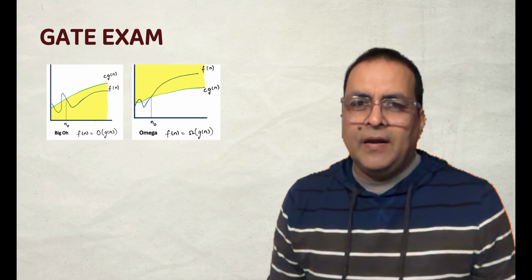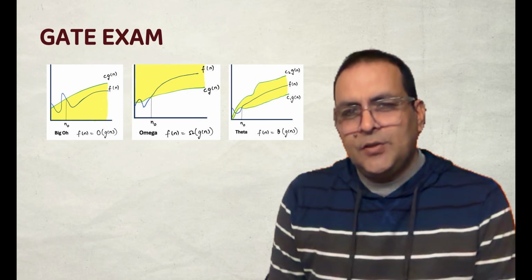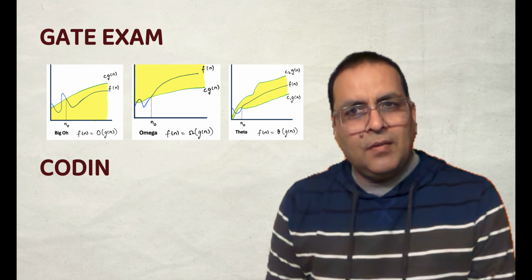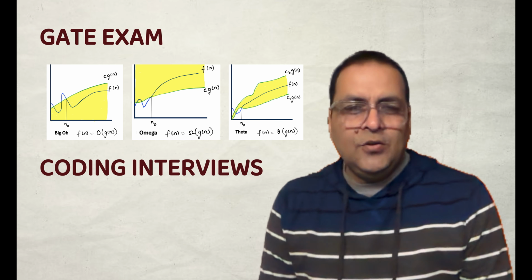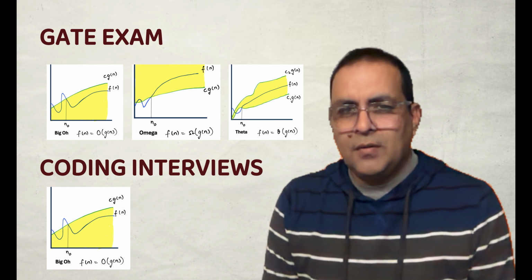So if you are aspiring for the GATE exam, then you should know the difference between these three and the computation of these three along with the mathematical equations and theorems. But if you are aspiring for coding interviews, then you should know how to intuitively compute the upper bound of time and space for a particular problem or for a particular code.